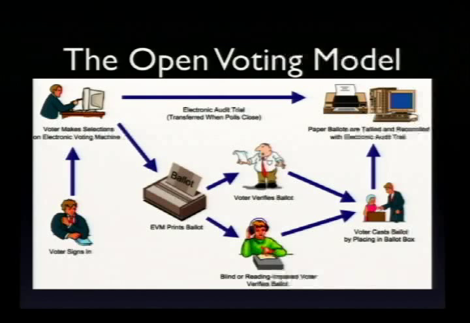Okay. So, the basic architecture here looks fairly nice. It's clean. It's understandable. The voter signs into a terminal and makes selections. Once the voter makes those selections, an electronic version of those selections is sent to a central processing center. A paper ballot is printed off. The voter verifies the ballot in some way, and they have already included plans for accessibility here. The voter casts the ballot in the ballot box. The paper ballots are tallied and reconciled with the electronic audit trail. So far, so good. Except, well, we'll get to that in a moment.